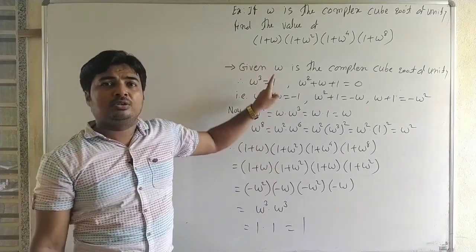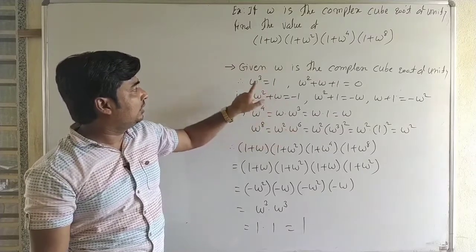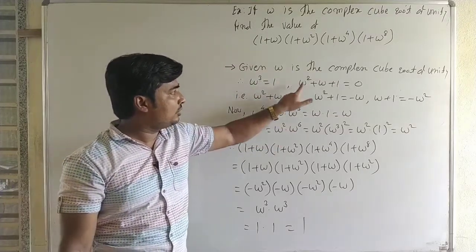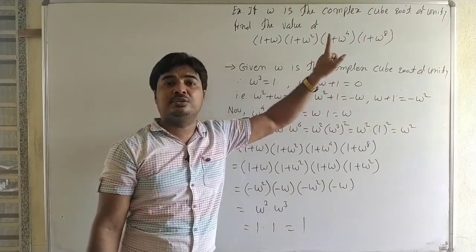When omega is a cube root of unity, then omega cube is equal to 1 and omega square plus omega plus 1 is equal to 0.